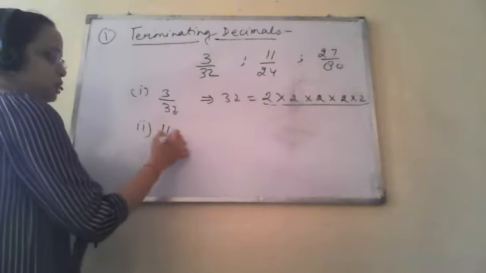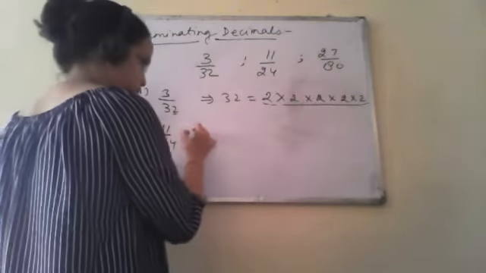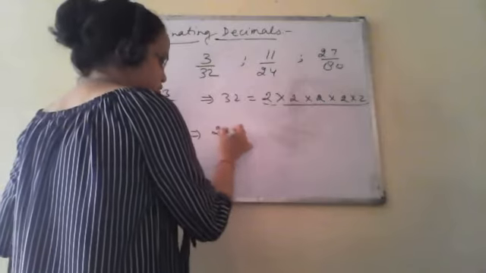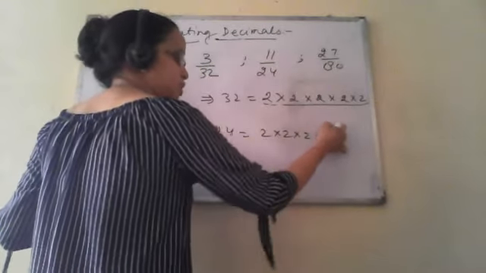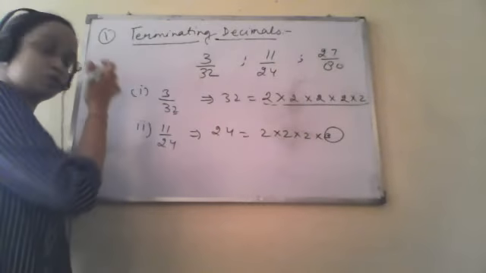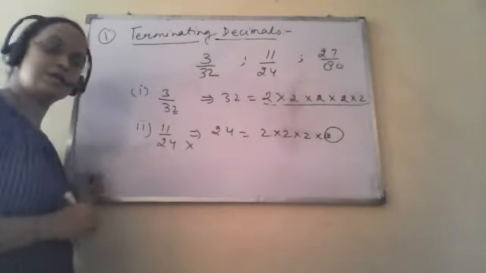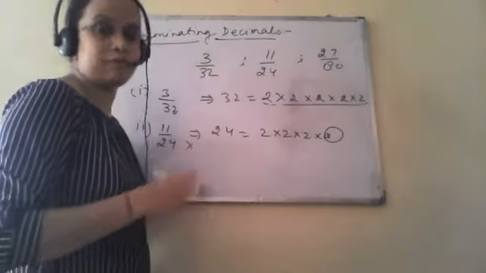Now the second number is 11 upon 24. The prime factors of 24 are 2 into 2 into 2 into 3. So 3 is the extra number. Okay, so this will not be a terminating decimal. It should be 2 or 5 or both.